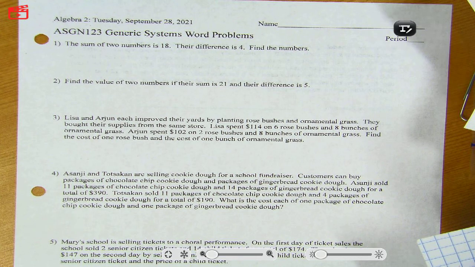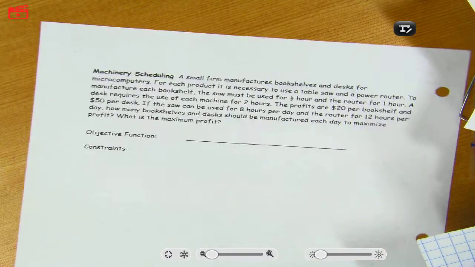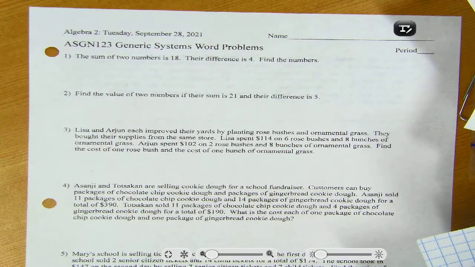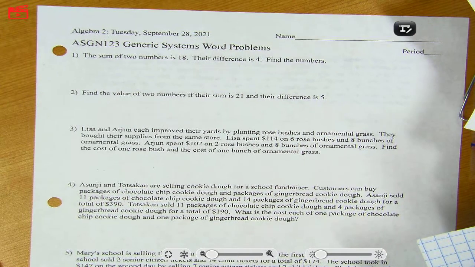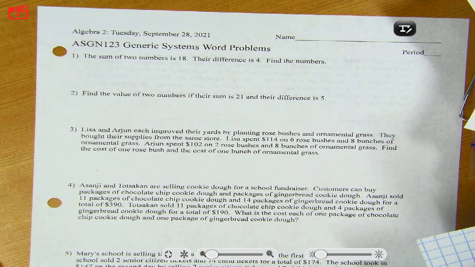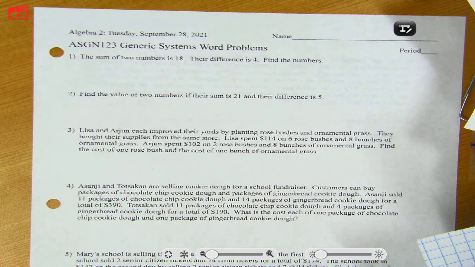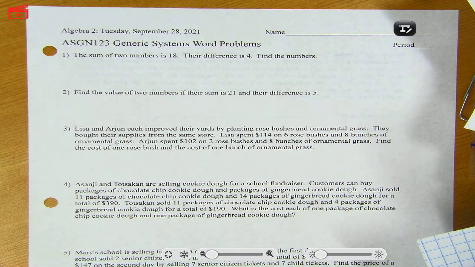Alright, so what I'm going to do is the odd problems. That means you will only have 3 problems to do. And the back is a linear programming practice problem. We will be taking a quiz on this week. The quiz will be 2 days because we only have 30 minutes per day. So that means you're going to take it Thursday and Friday of this week.